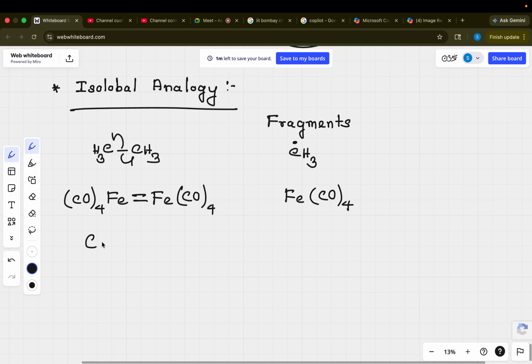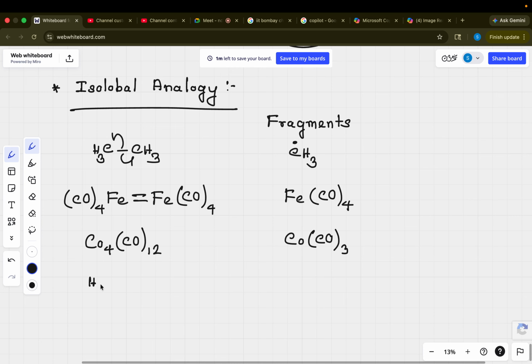Next you have suppose Co4(CO)12. The fragment generated from here is Co(CO)3. You can see if you have 4 cobalt centers and 12 carbonyls, that means per cobalt you will get 3 carbonyls, right? Here you have 2 iron centers and 8 carbonyls, so per iron you are getting 4 carbonyls. So that is actually your fragment.